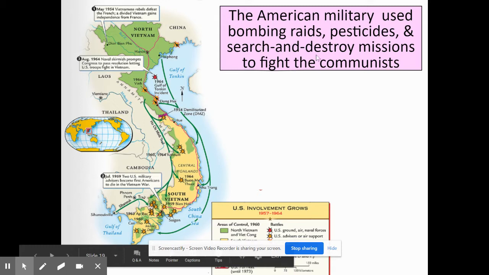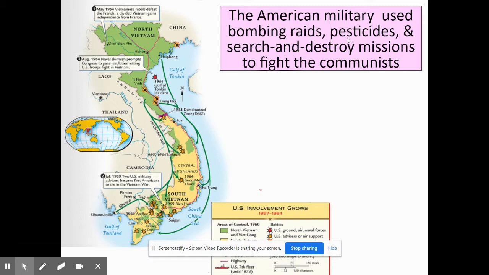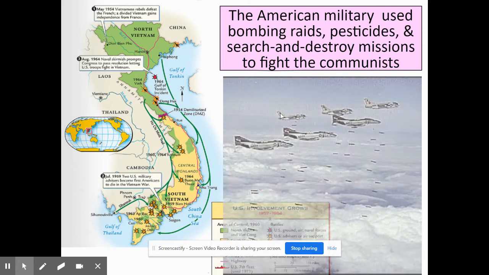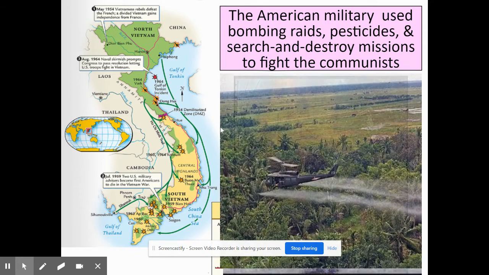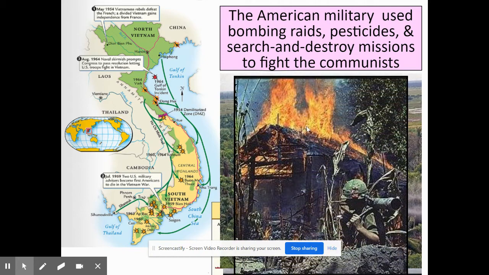American troops also used pesticides like Agent Orange to destroy the foliage in the jungle, because this was a different type of fighting for the United States military. We had bombing raids just like they did during World War II. But these missions were a little different because of the jungle. We also used napalm to bomb the jungle.